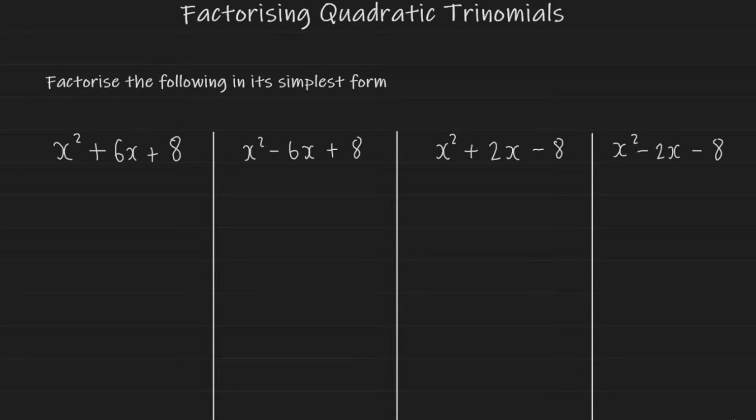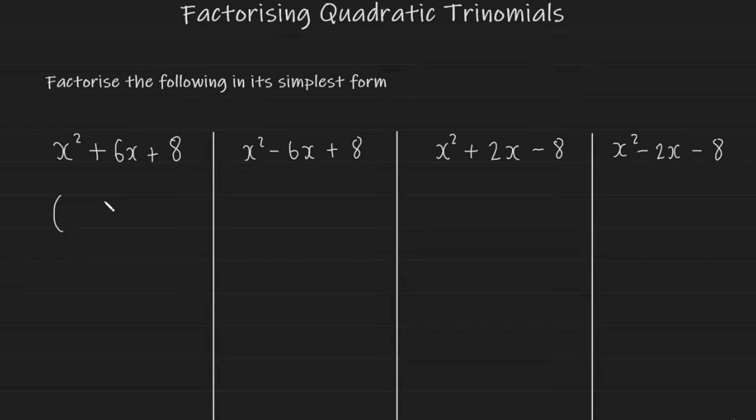Okay, so I know this looks kind of scary right now, but the reason I've put 4 quadratics on here is because I'm going to teach you how to master these. So let's take it nice and easy, and I'll show you how to successfully factorize each of these quadratics and my thinking behind each step. Let's start with the leftmost one, x squared plus 6x plus 8. It's a quadratic trinomial, and I'm being asked to factorize it in its simplest form.